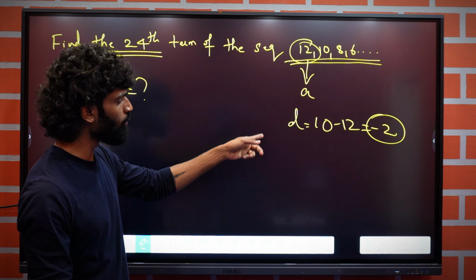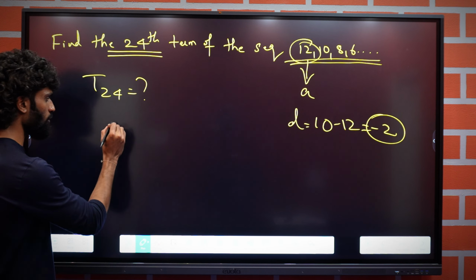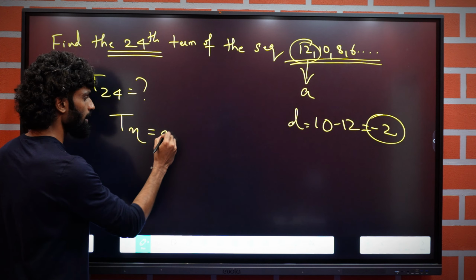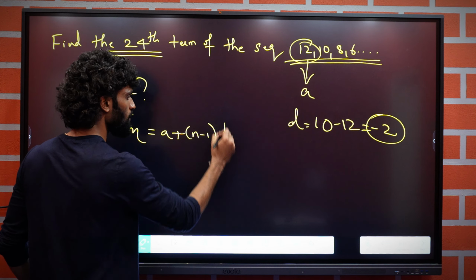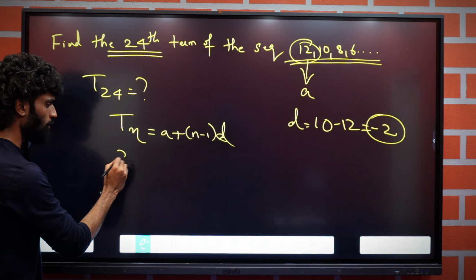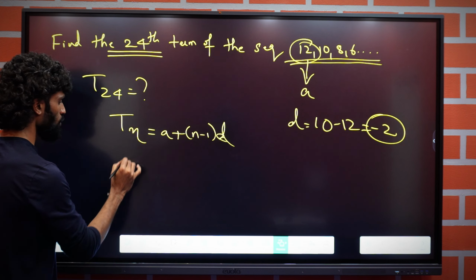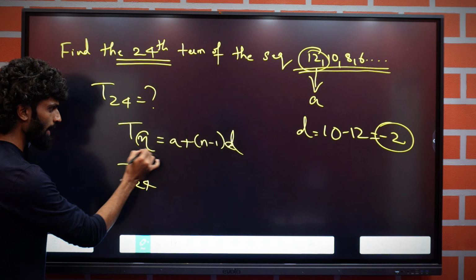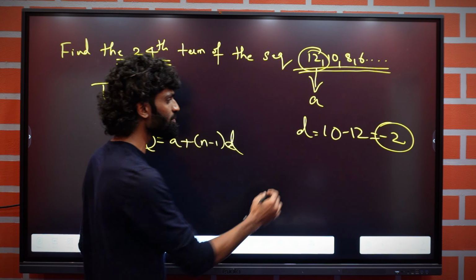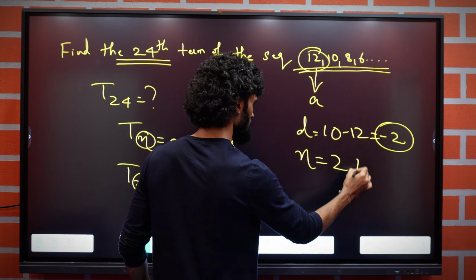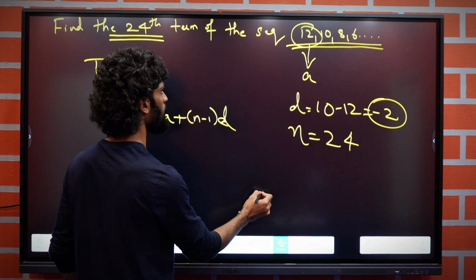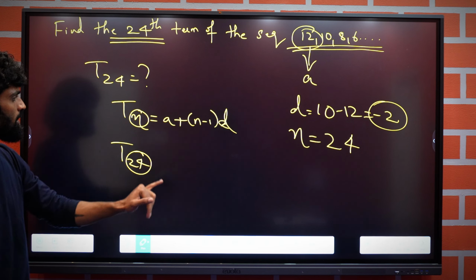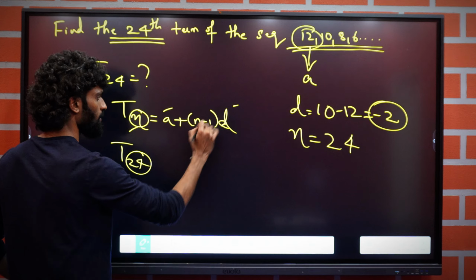Now, first of all, what are we trying to find? I'm trying to find T24, which depends on the first formula, which says Tn equals a plus (n minus 1) into d. To find T24, don't you think n is matching 24? Automatically that gave me another data, which is nothing but n equals 24. I think that's perfect. n equals 24. Question, a done, d done, n done. Okay, fine. I'll start applying.